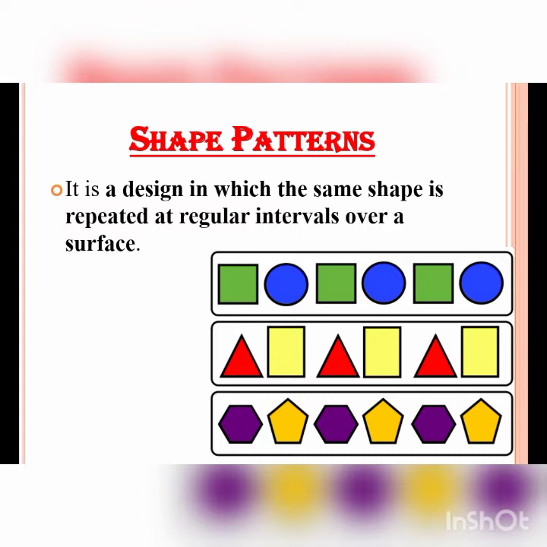In the first one, first is a square, then a circle, again a square and then a circle, and this pattern continues. Similarly, in the second row, you can see the first shape is a red colored triangle, then a yellow colored rectangle, and again at the third position you can find a red triangle, after that a yellow rectangle and so on. Similarly, in the third example also the shape pattern is visible. Am I clear? Very good.